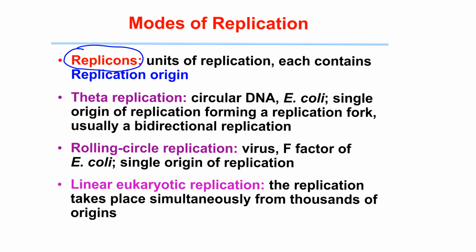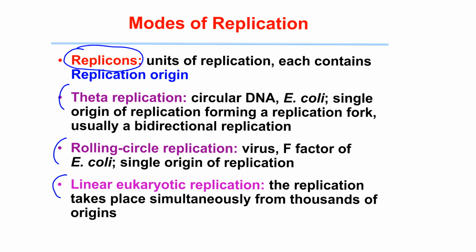Now, all DNA replicates by semi-conservative mode, but this semi-conservative replication can happen in several different ways. It can be either through theta replication, rolling circle replication, or linear eukaryotic replication. Theta replication can be found in bacteria such as E. coli, which have a circular chromosome. Under theta replication, the circular DNA chromosome forms one replicon with one origin of replication.